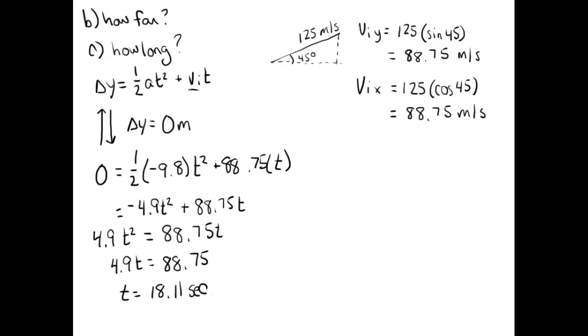But remember, these things are linked by time. So while that is the answer to C, I can take that back to B, where I want to know how far it traveled in that time. Well, delta x equals 18.11 times my horizontal component, which is constant. So my distance equals my time times my velocity.